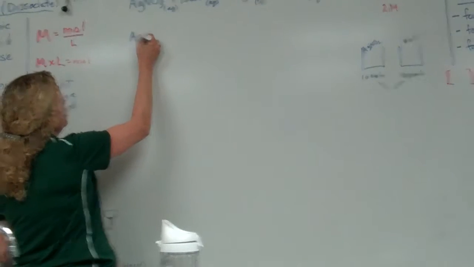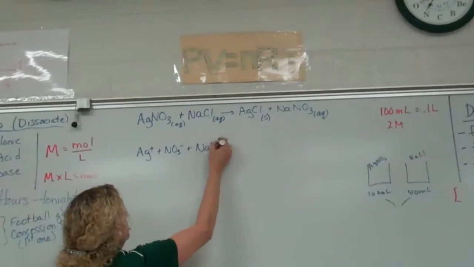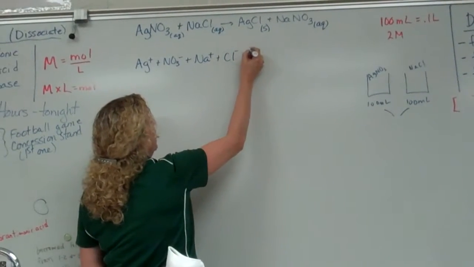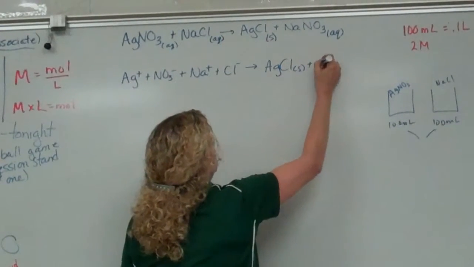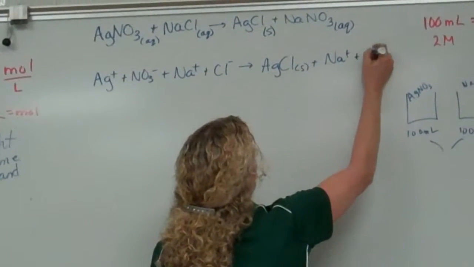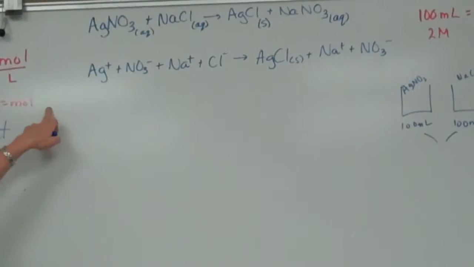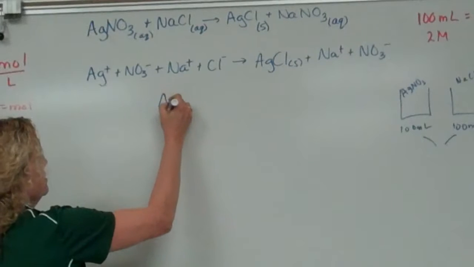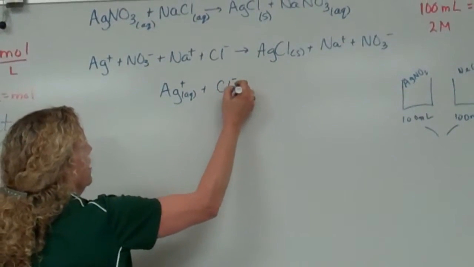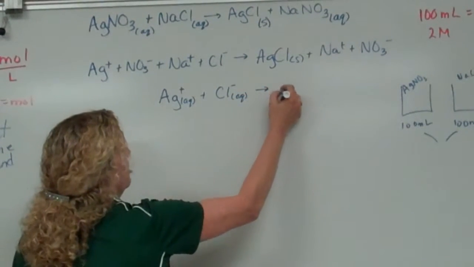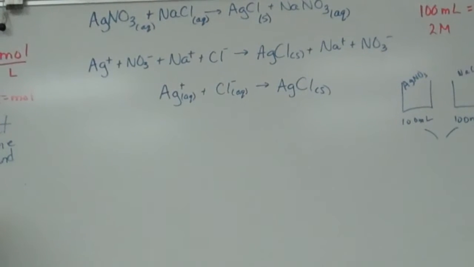We've got a silver ion, a nitrate ion, a sodium ion, a chloride ion. Leave this together. We've got a sodium ion and a nitrate ion. Okay. And then the net ionic would be silver plus chloride makes silver chloride. Everybody good with that?